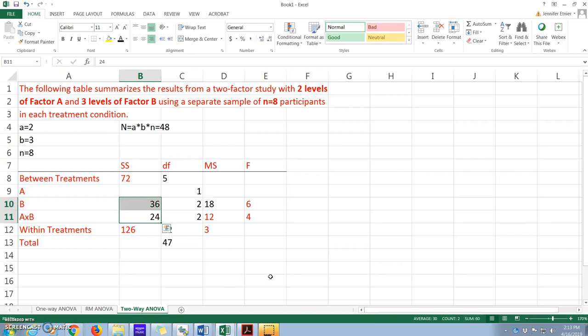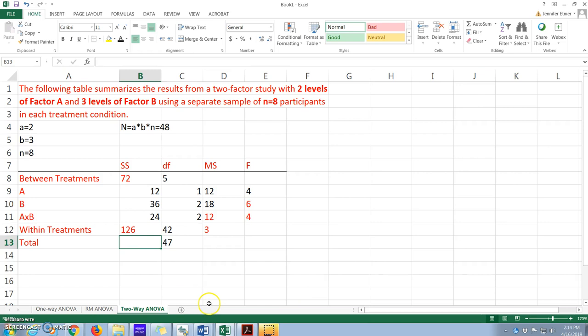Now I know that these two numbers have to add up to equal this number, so 36 and 24 is 60, so that leaves 12 for right here. Now 12 divided by 1 going this way is 12. And then this mean squares for A gets divided by the mean squares within treatments. So 12 divided by 3 gives me 4.